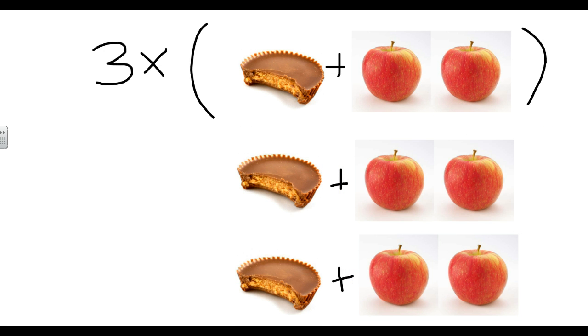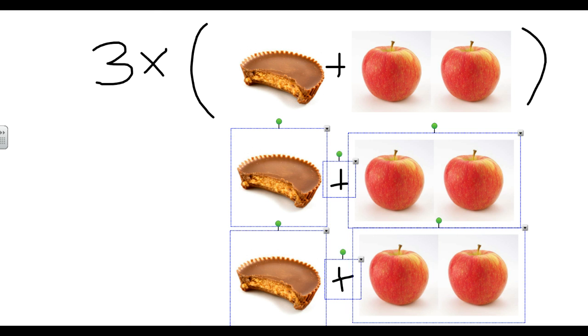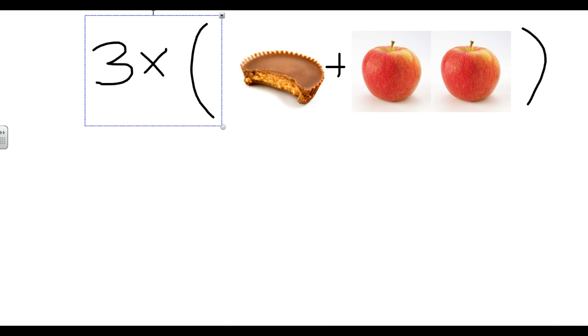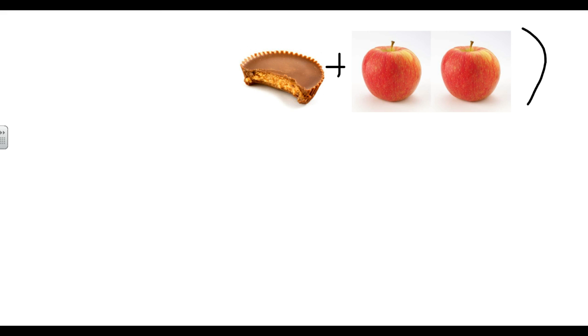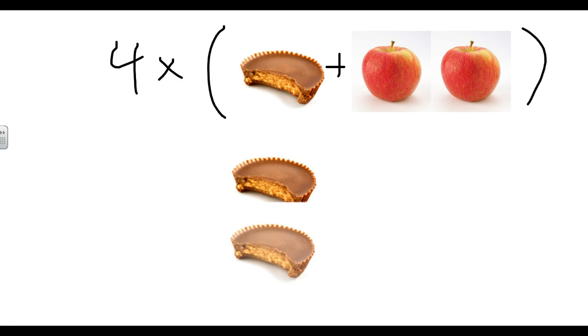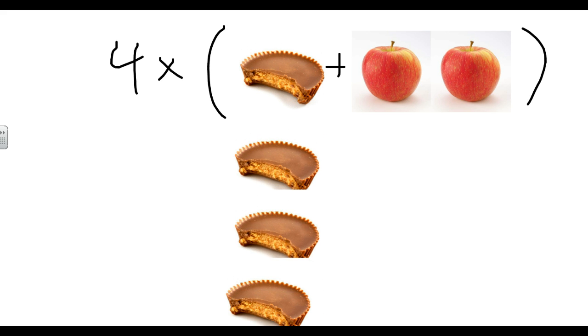Let's take a look at a different thing here. Maybe instead of creating 3 sets, you actually wanted to create 4 sets of this peanut butter cup and 2 Honeycrisp apples. Well, we can use the same strategy and say, if this is what we have in a bag or on a plate or something like that, and we want 4 equal copies of it, well, that peanut butter cup needs to be multiplied by 4 in total. And so do the apples.